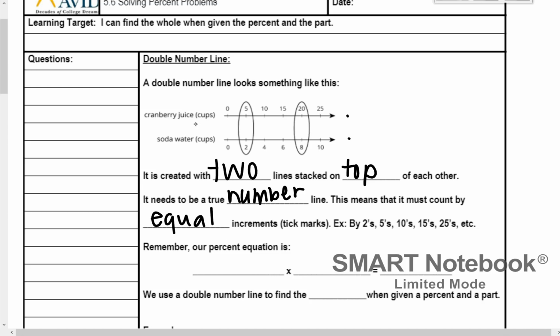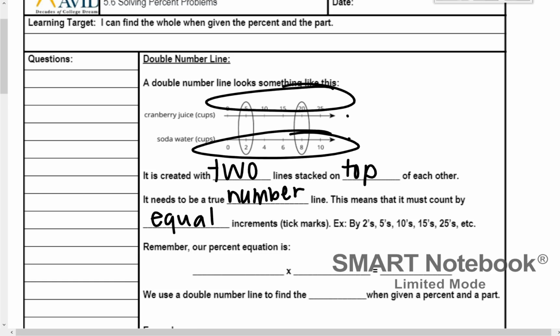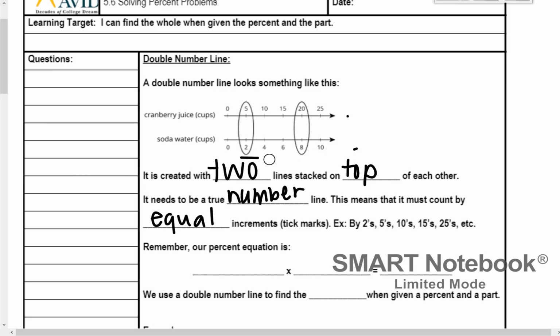So like I said, for this cranberry juice, it's counting by 5s. Soda water is counting by 2. It depends on what that ratio is, but we do need to have equal increments on the top and equal increments on the bottom. The top and bottom do not have to be equal to each other. Like we can notice that there's 5 up here, it's counting by 5s, and 2s down here. That's really just going to depend on the ratio that you have, but they do need to be counting by equal amounts on both the top and bottom.